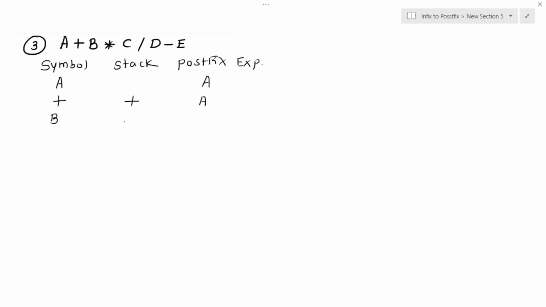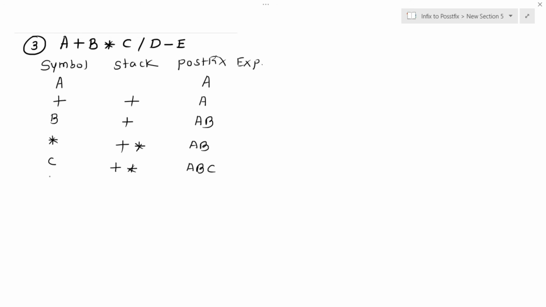Then there is a B. Here is a plus, and B goes to the postfix expression. Now it comes multiplication. So here is already plus, a low priority operator, and multiplication is a high priority operator. So both can stay together in the stack. And the postfix expression is AB. Now the next symbol is C. So here is plus multiplication. C directly goes to the postfix expression because it is an operand.